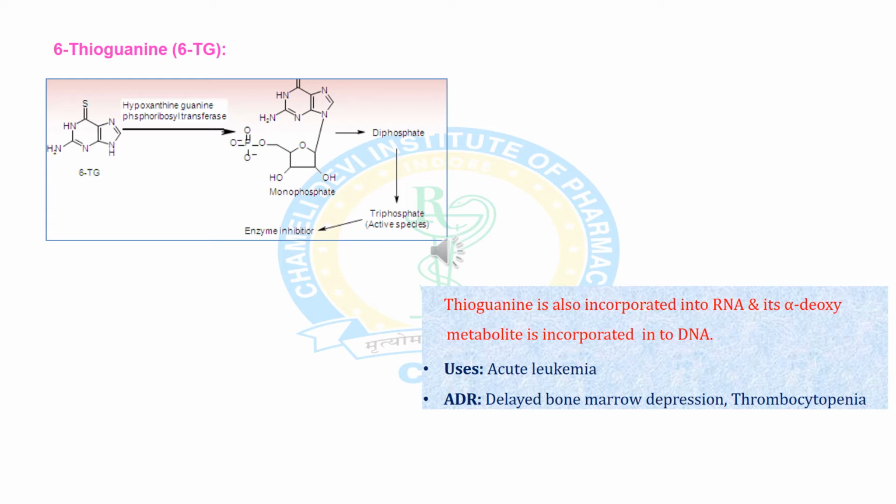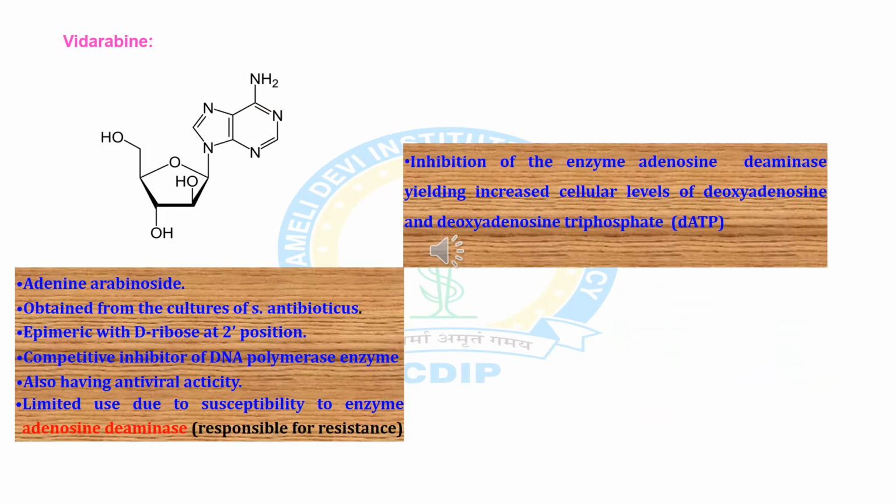This thioguanine is also incorporated into DNA and RNA, and its deoxy metabolite is incorporated into DNA. Uses: thioguanine is mainly used in acute leukemia. Adverse drug reactions are delayed bone marrow depression, thrombocytopenia.